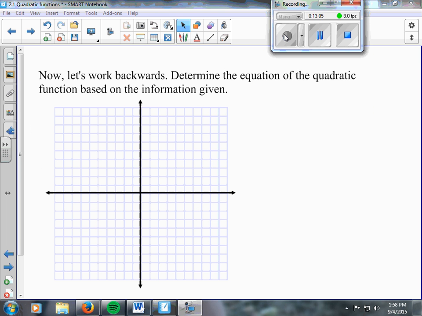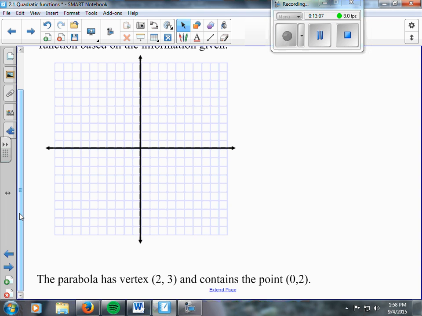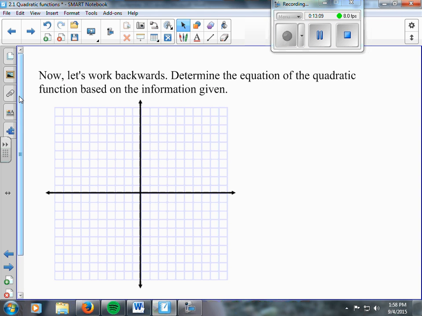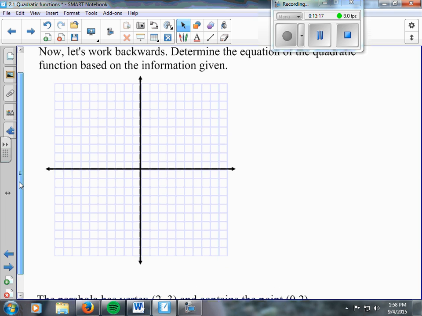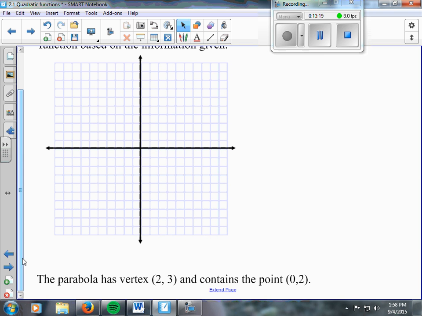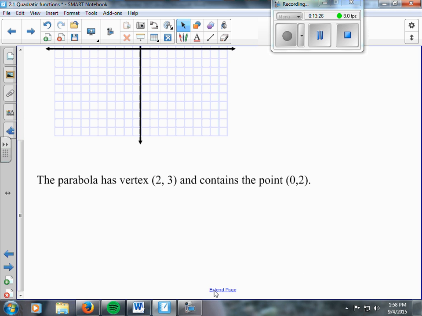All right, I moved on to the next page. This is our last example. What we are going to be doing here is working backwards. Determine the equation of the quadratic function based on the information given. So I have a big picture, or big axes here, and all I've been told is the vertex and a point on the parabola.